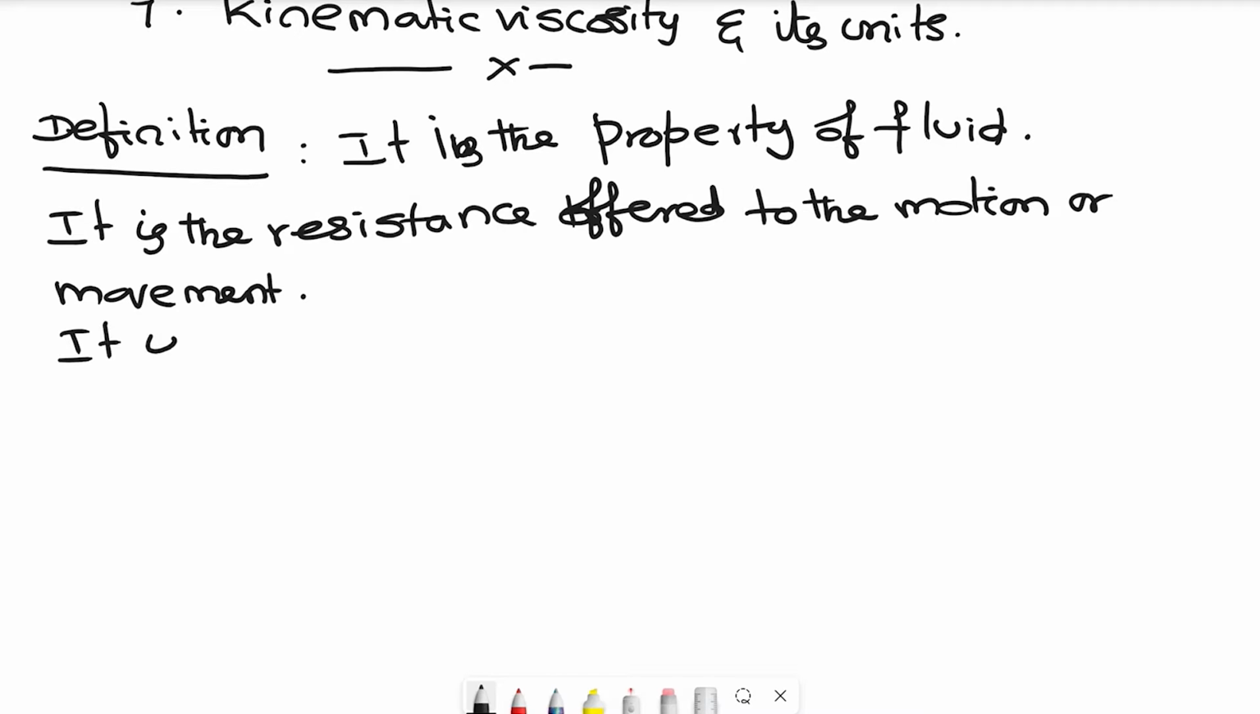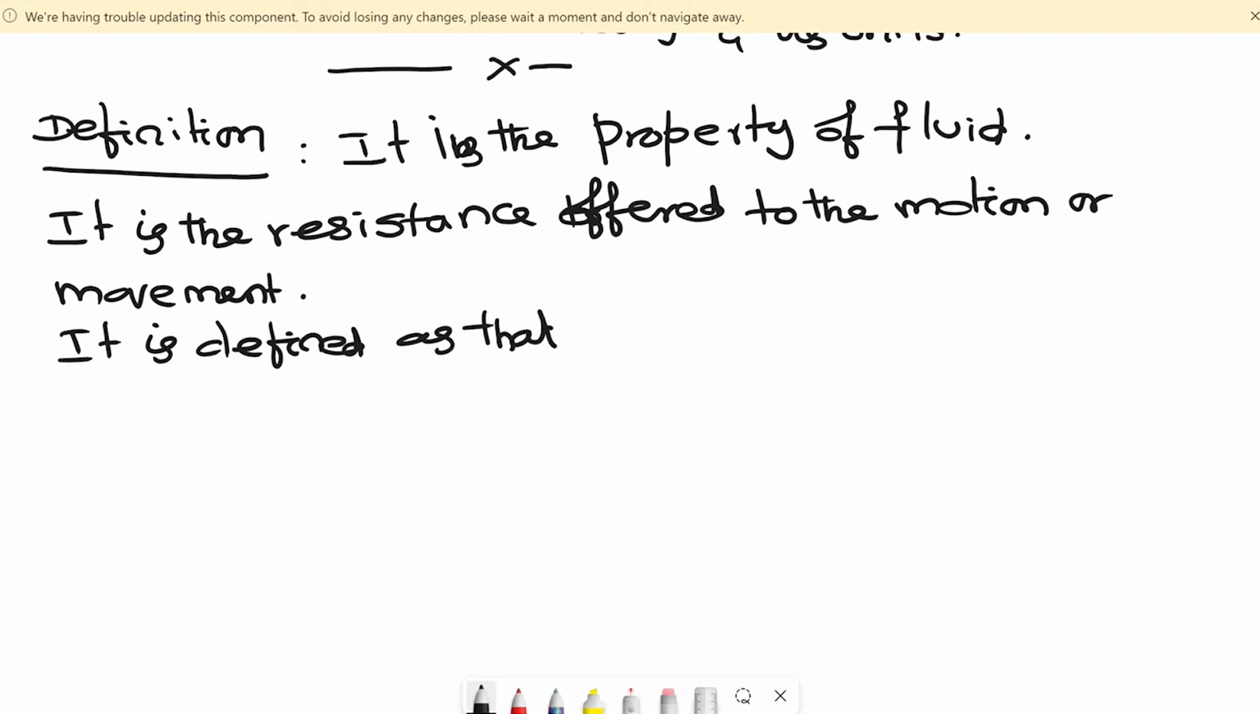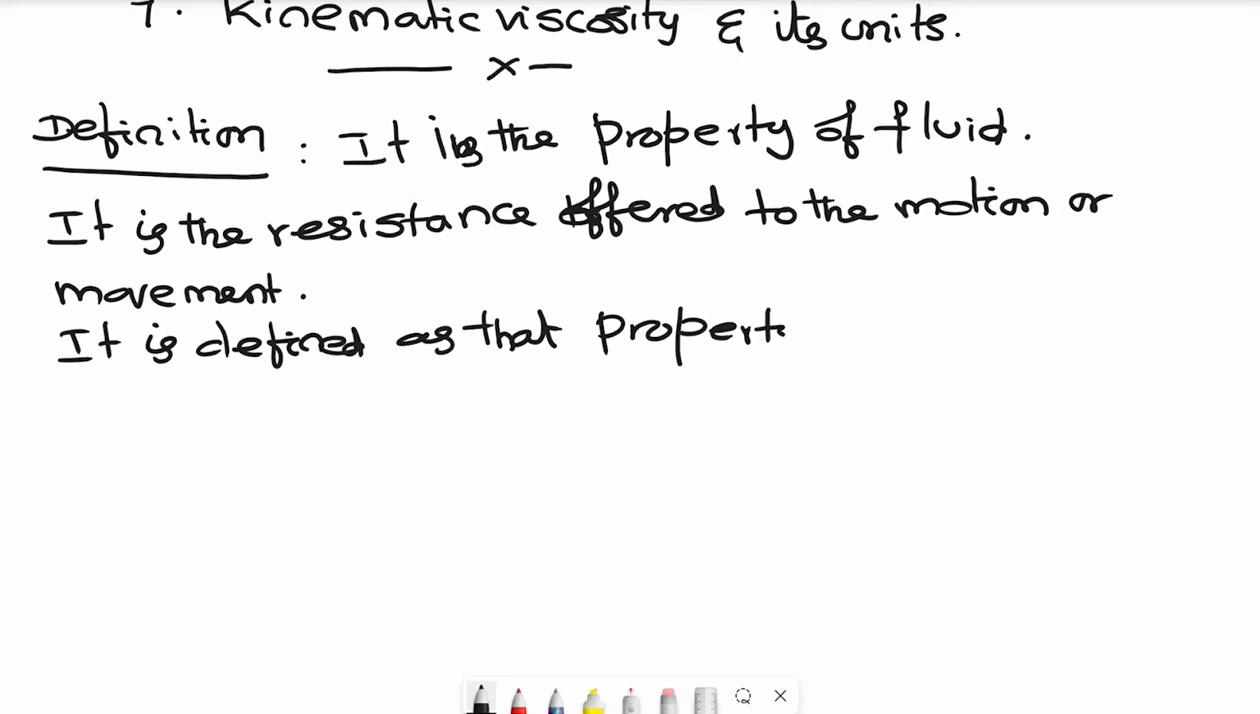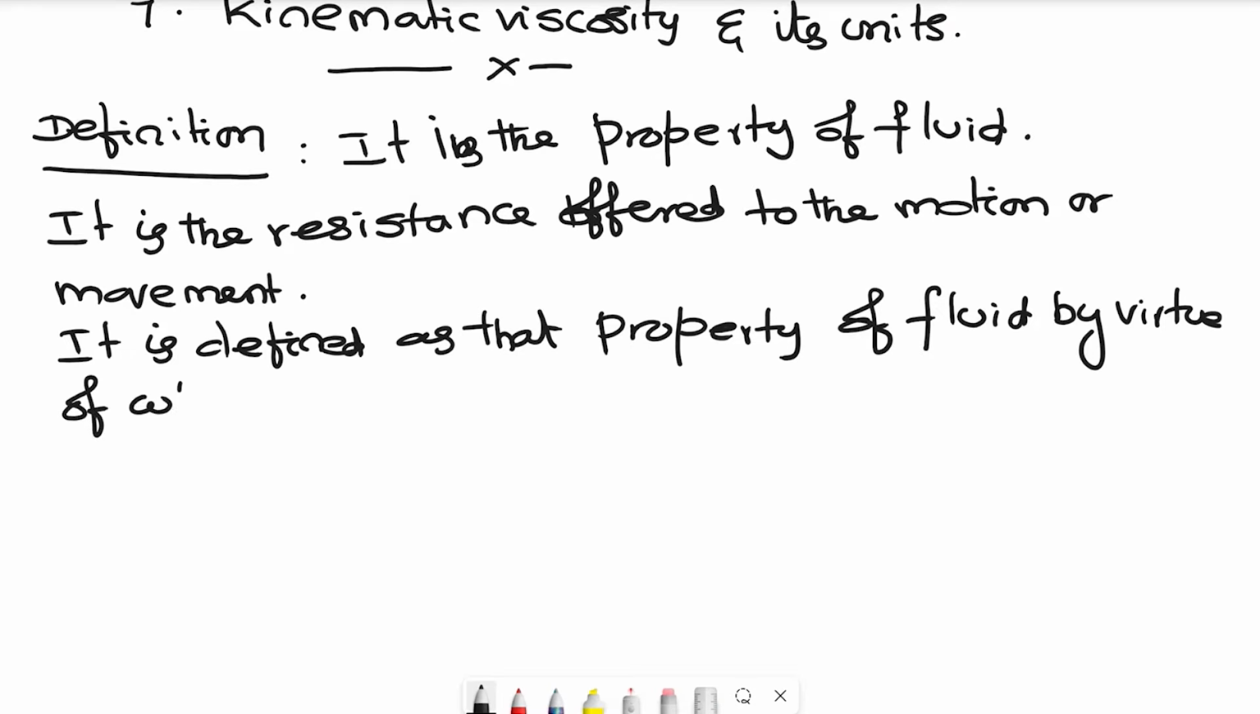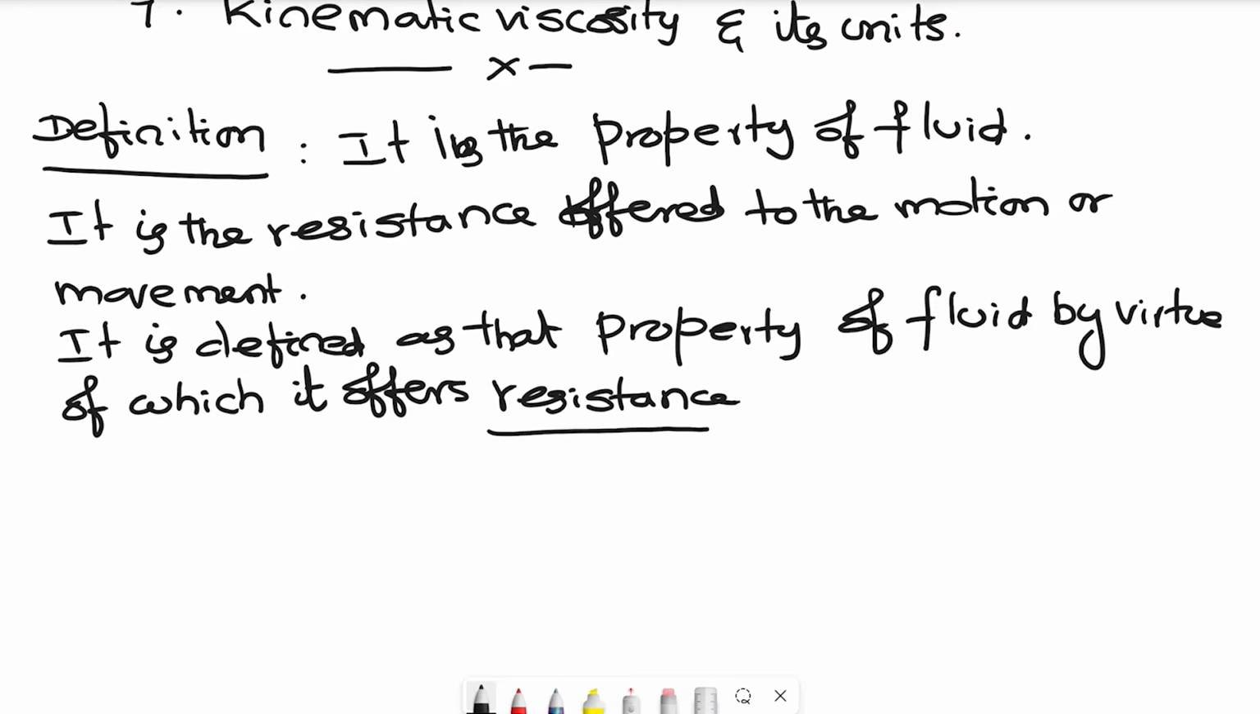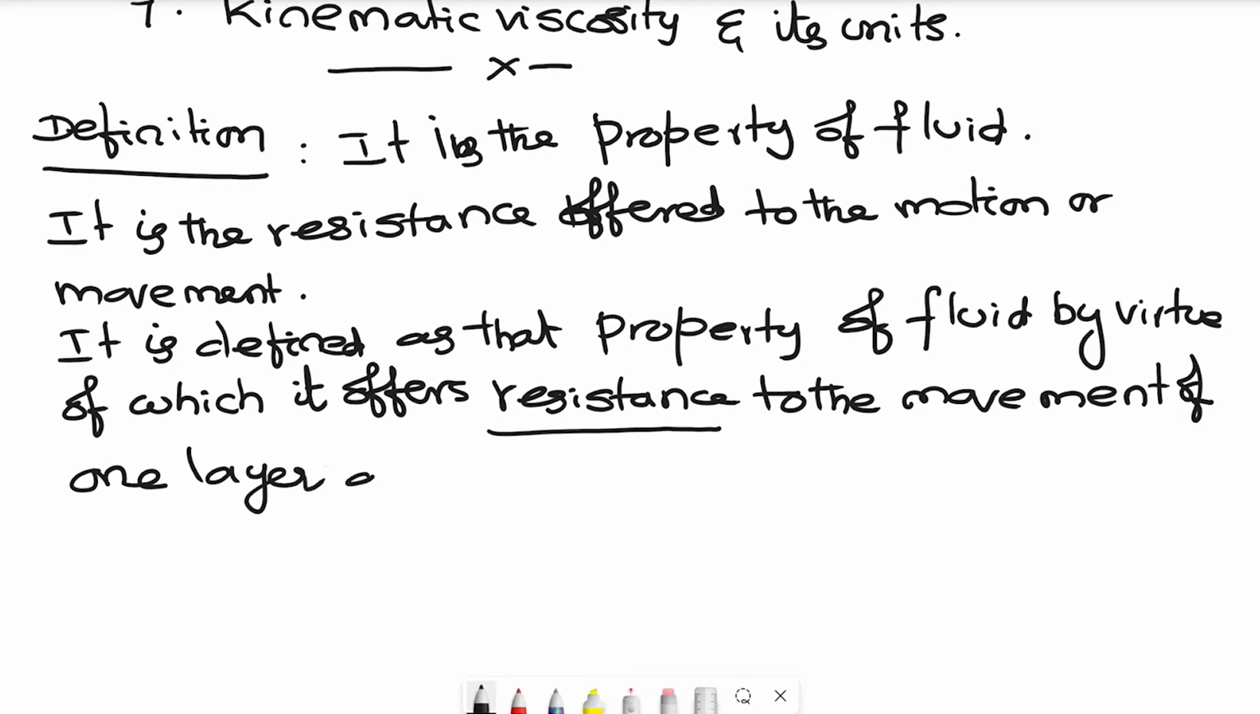It is defined as that property of fluid by virtue of which it offers resistance to the movement of one layer of fluid above the other.